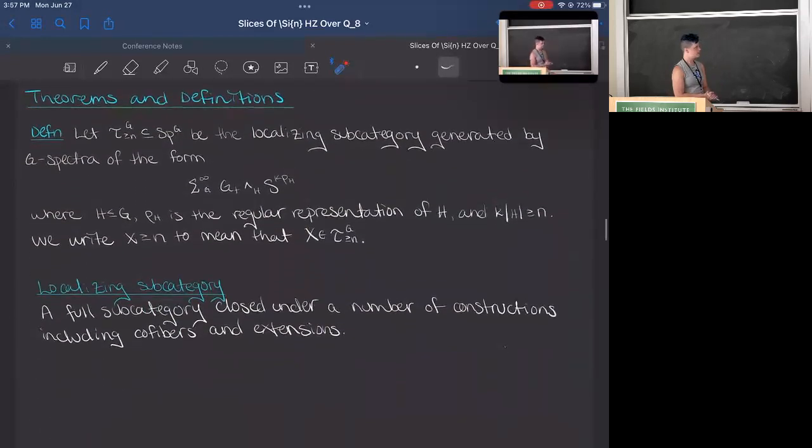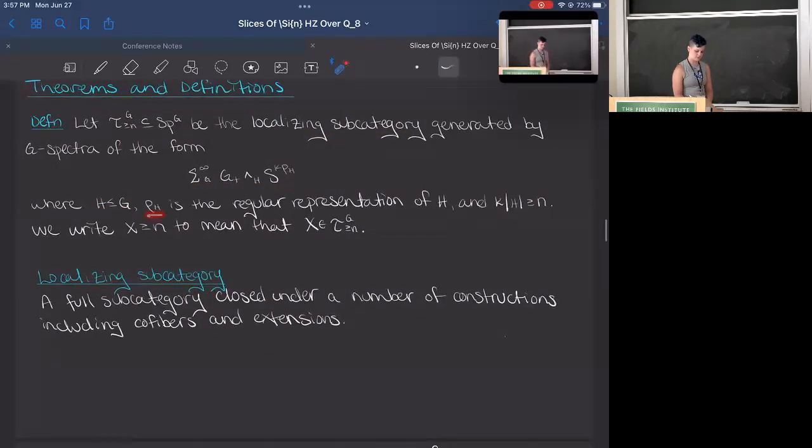Now let's get to the theorems and definitions, and we'll start off by defining the slice filtration. So we're going to take tau at least n G, contained in the category of genuine G spectra, to be the localizing subcategory generated by G spectra of this form, where H is a subgroup of G, rho H is the regular representation of H, and k times the order of H is at least n. And we're going to write X at least n to mean that X is in tau at least n G.